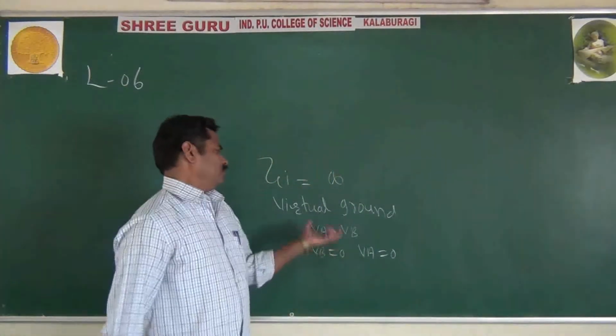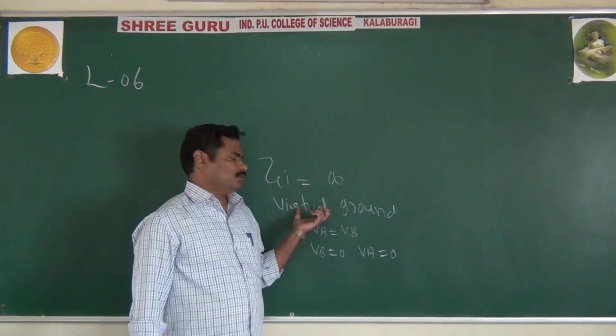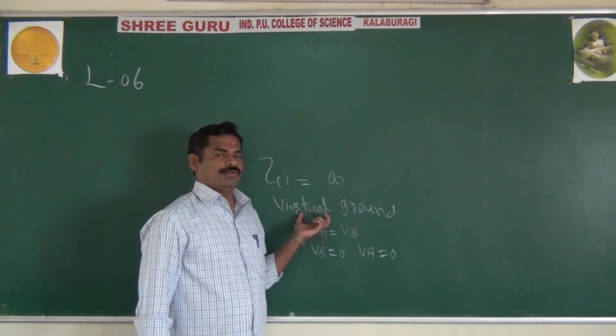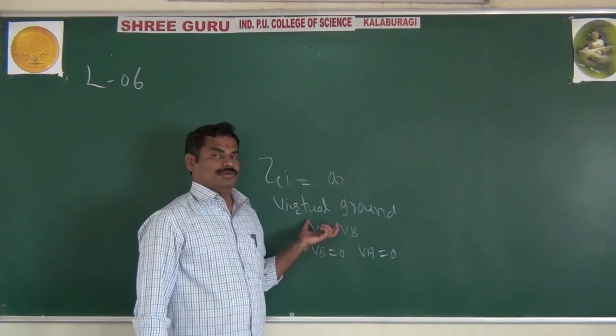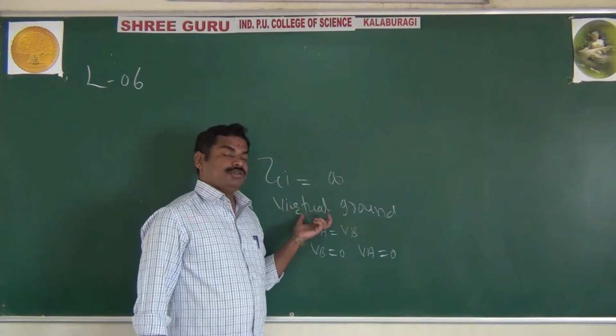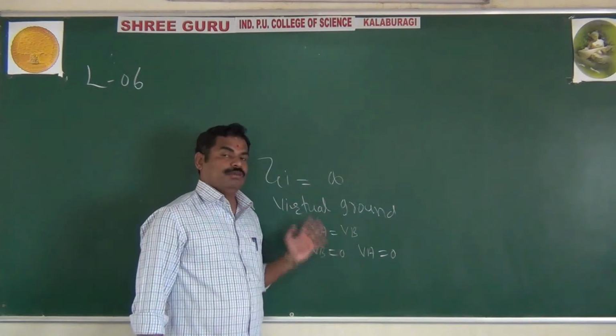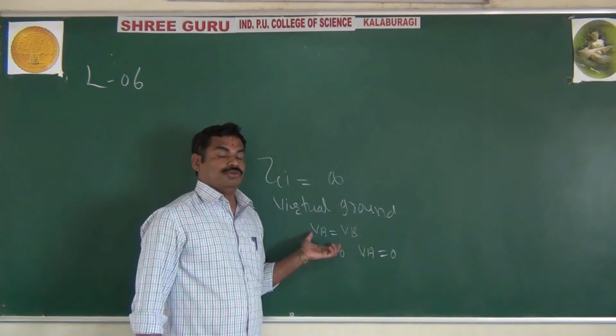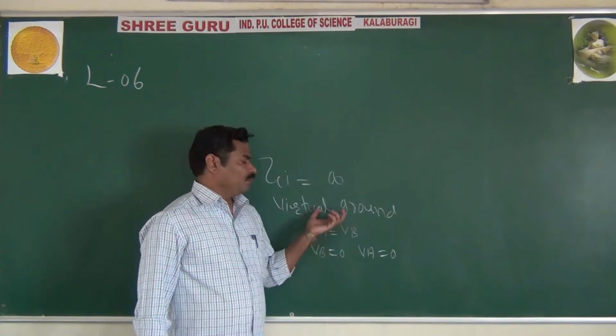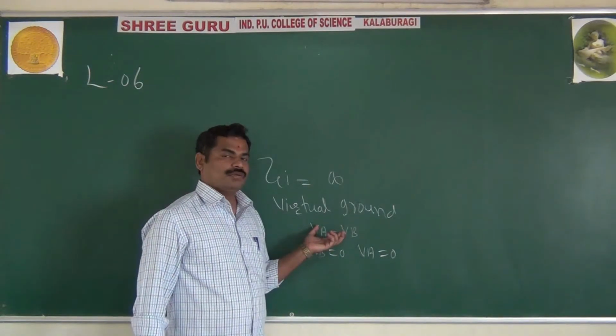As we know, a virtual ground is not mechanically grounded, but it is considered as a ground. The voltage at that junction will be 0, but still the current is flowing through that junction point. That is about the virtual ground concept.